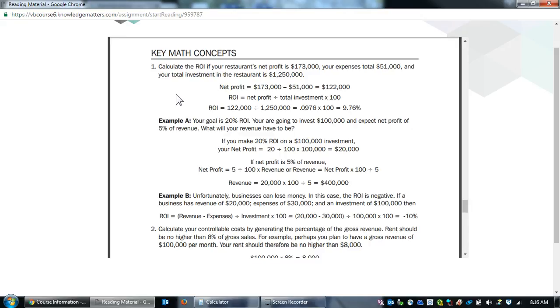Calculate ROI, that's return on investment. If your restaurant nets profit, which means after they've made revenue they paid their expenses, they make 173,000. Your expenses total 51,000, and your total investment in the restaurant is 1,250,000. What we're trying to accomplish is to find out our return on investment. Looking right here, that is the formula, so it's just plug and chug. The big thing is just remembering that formula.